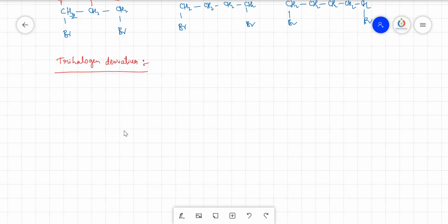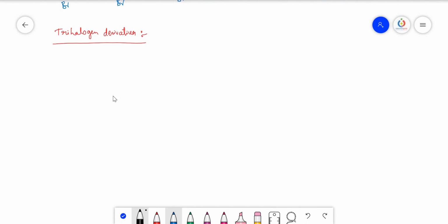Trihalogen derivatives. Here, general trihalogen derivatives are called the haloforms if only a single carbon atom is present. Let us take here CHX3. This is the general formula of the haloform. So this X may be any of these halogens: chlorine, bromine, iodine. If you take the bromine, it is called the bromoform.